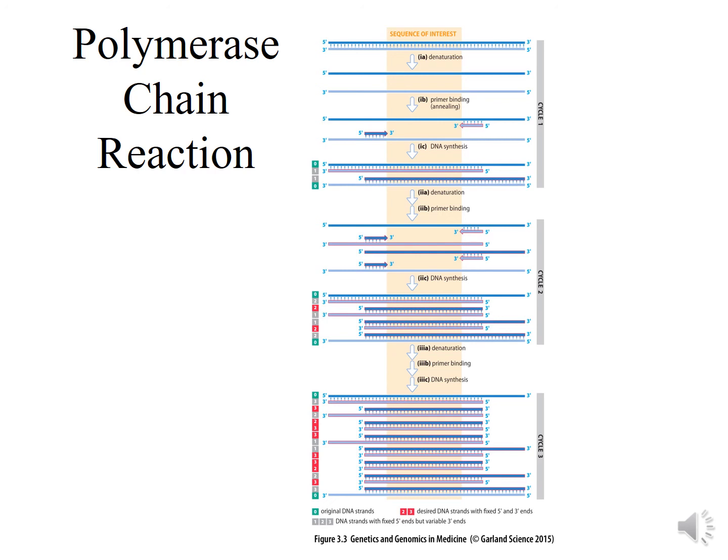PCR essentially is DNA synthesis in a test tube and requires primers, deoxynucleotides, and a thermostable DNA polymerase. This technique was so enormous to the scientific community that Kary Mullis, who invented this technique, received a Nobel Prize for his invention.